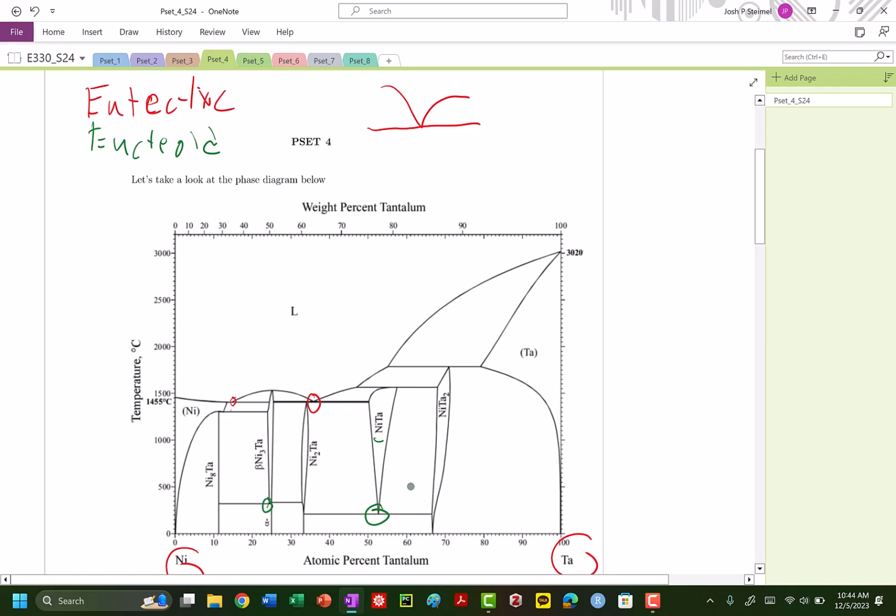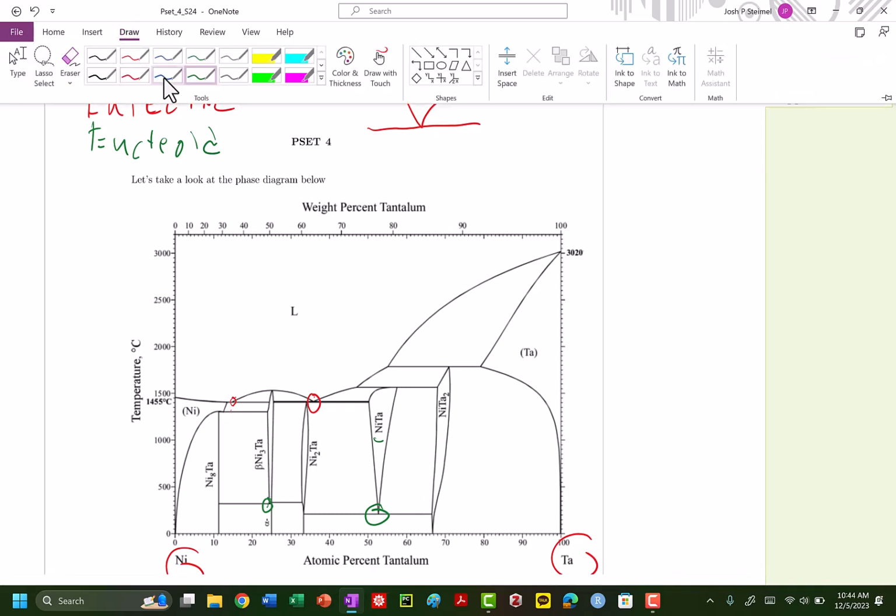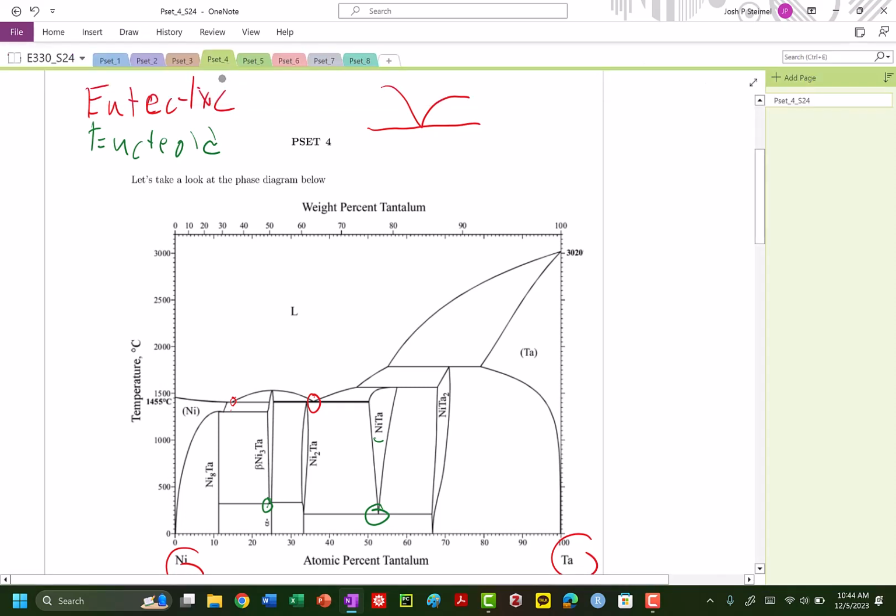Fantastic. All right. So what about a peritectic? So let's do a peritectic. So I'm going to look at something like this, or something that looks like this. So this is going to be a peritectic. And remember, that's alpha plus liquid to beta. So this would be a peritectic right here.